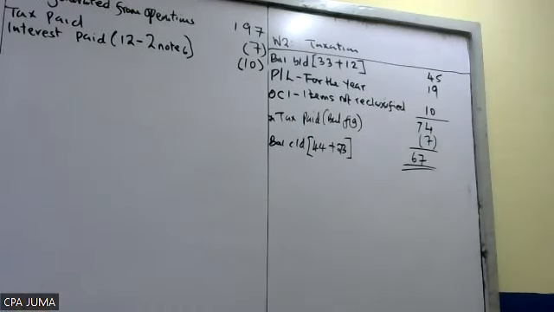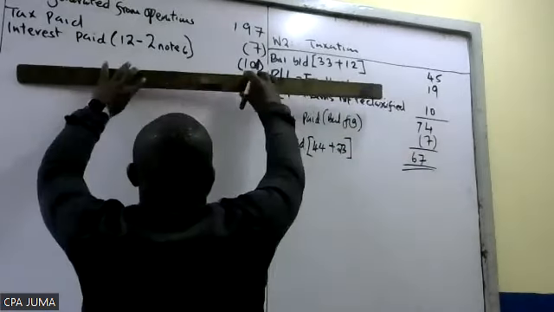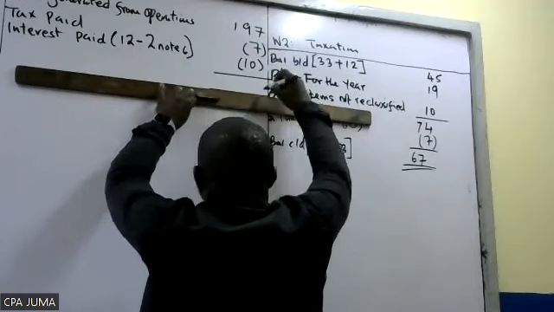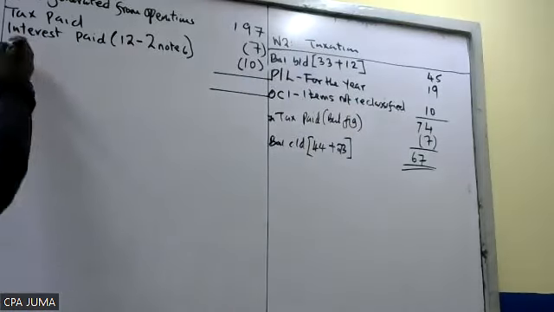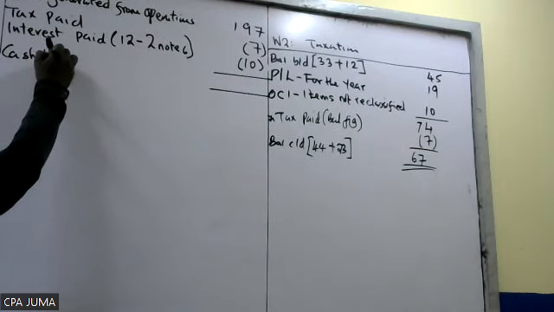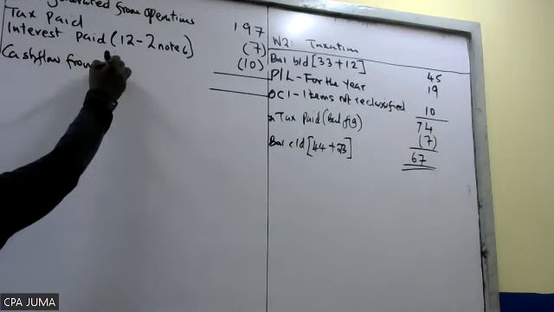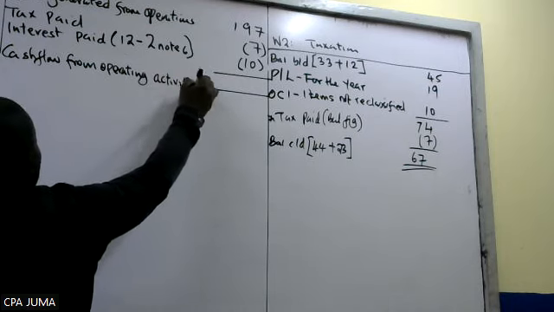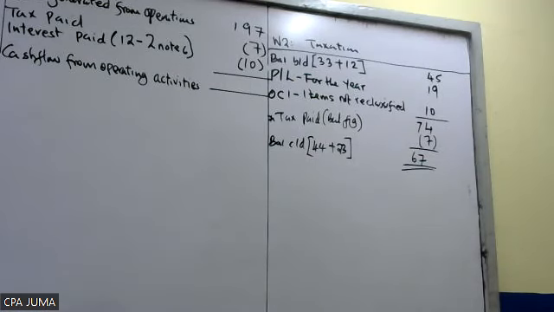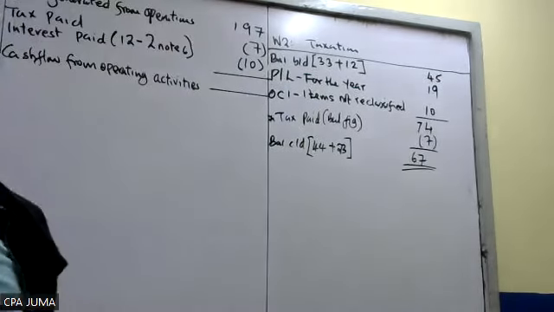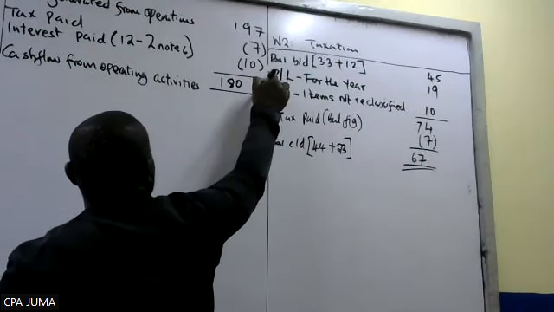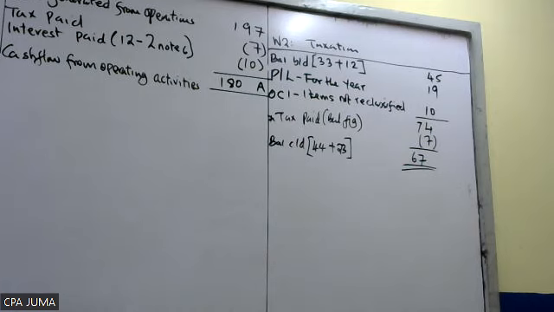So you call it cash flow from operating activities. 197 minus 7, 190. 190 minus 10 should be 180. So this one should be 180. This you can call it A. Call it A, the 180.